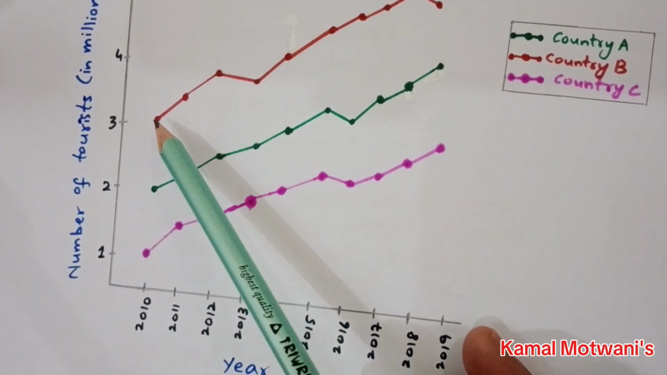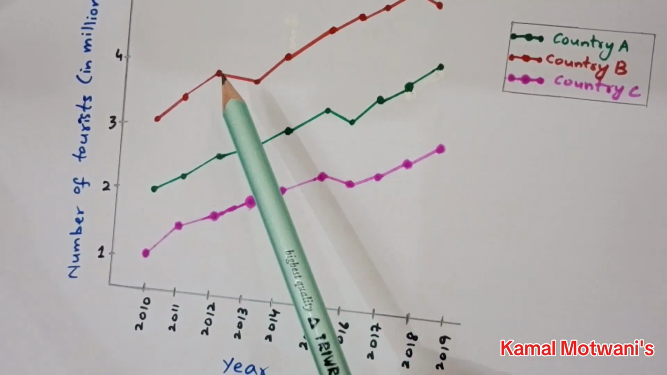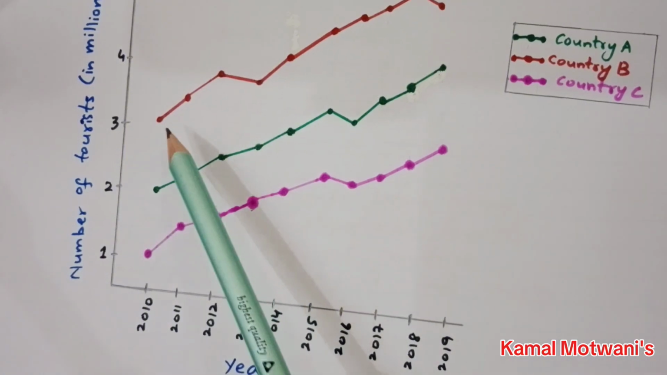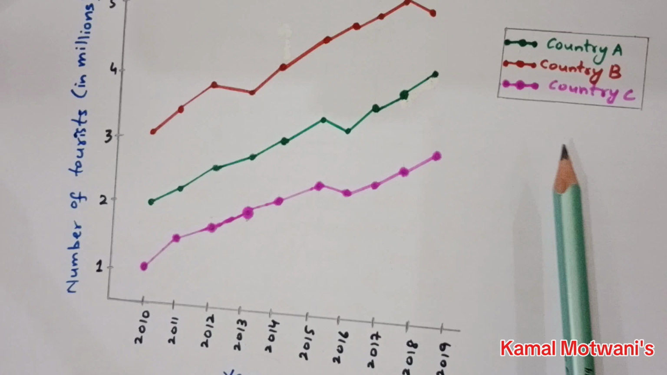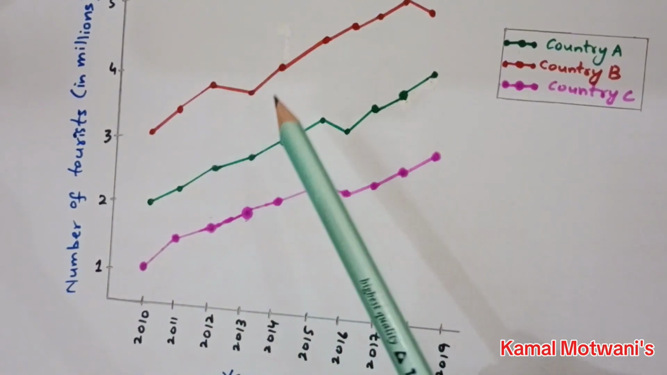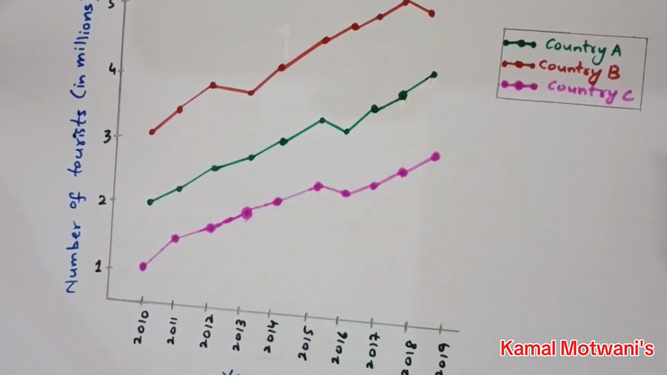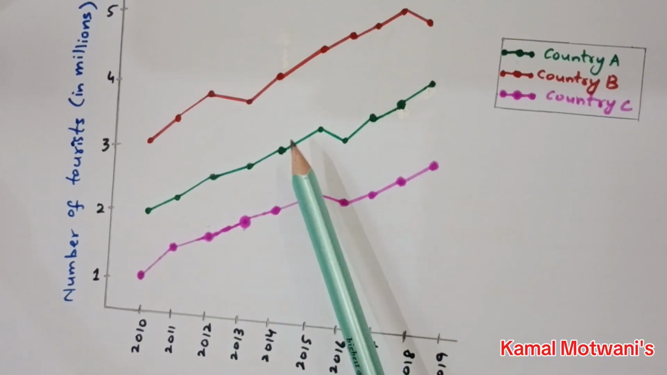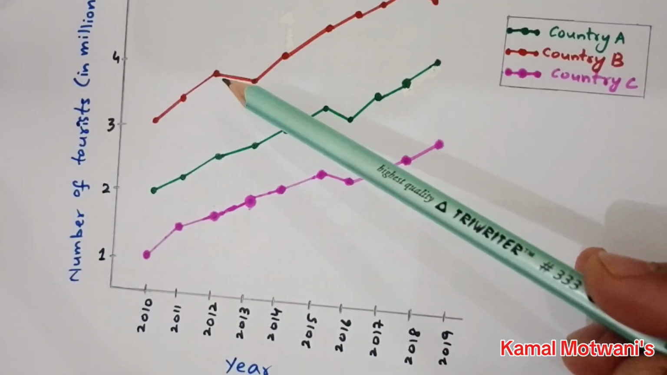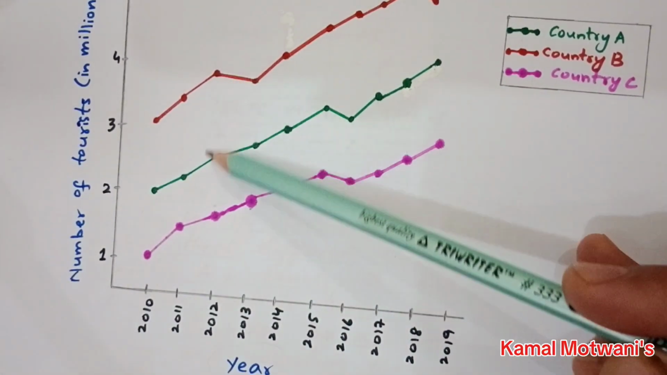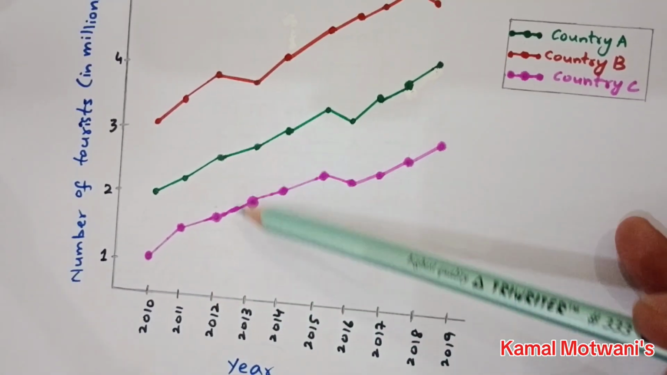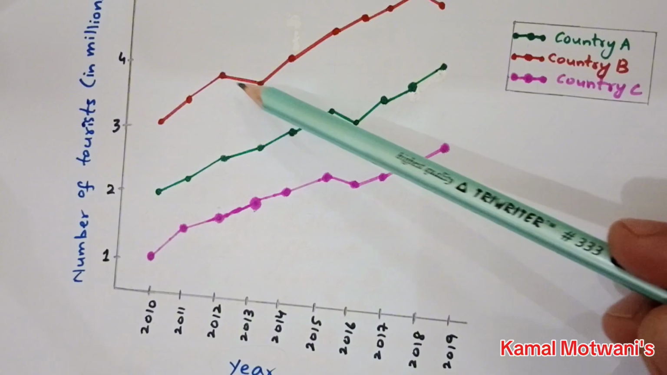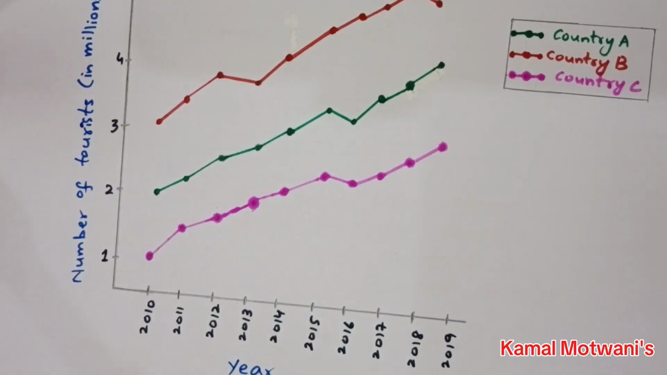Then, from 2010 to 2012, country B witnessed the upward trend. The number of tourists kept increasing. After 2012, to 2013, for a year, there was a slight fluctuation. You can see 2012 to 2013, downward. So this was a slight fluctuation that was witnessed by country B.